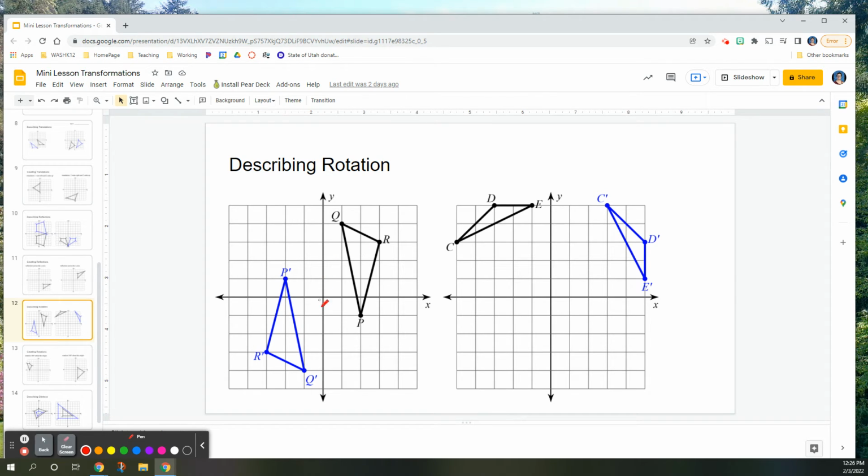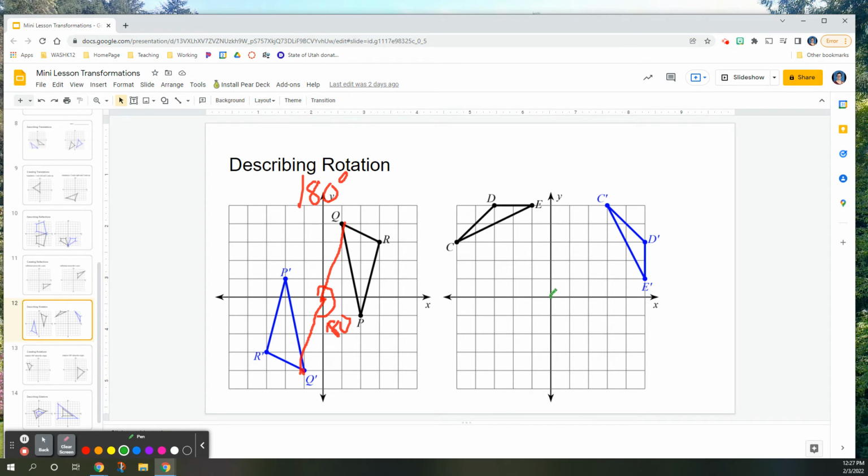You're just stuck with my poor drawings. Okay. So you go from the Q to the origin to Q prime. And if this were straighter, this would be 180 degrees. So this rotation would be 180 degrees.